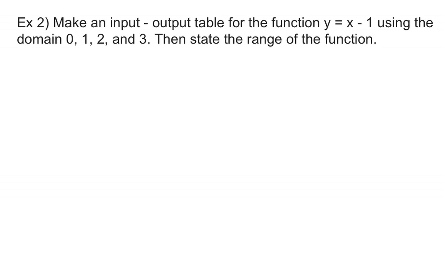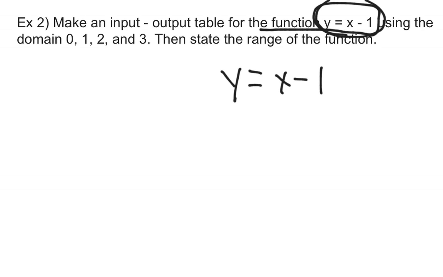Example 2 says make an input-output table for the function y equals x minus 1, using the domain 0, 1, 2, and 3, then state the range of the function. Okay. We'll get back to the input-output table. But the first thing that stands out to me is this: they're telling me the function that we're going to use is y equals x minus 1. So that's the function that I'm going to use.